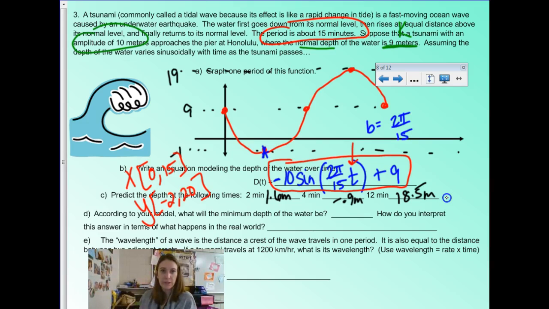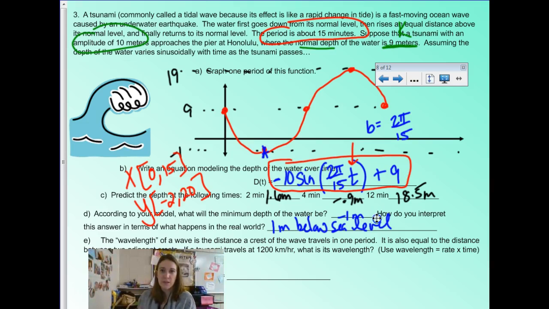So according to your model, what will be the minimum depth of the water be? So that would be the bottom of the range there, so it's -1 meters, which is kind of weird to say, but in real world contexts, it is 1 meter below sea level, because 0 would be considered like sea level. Normally the pier, they said the ocean level is 9 meters from sea level, so -1 means 1 below sea level.